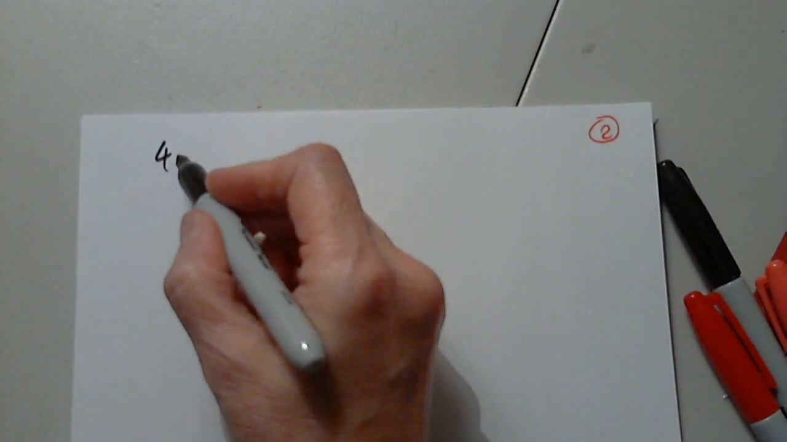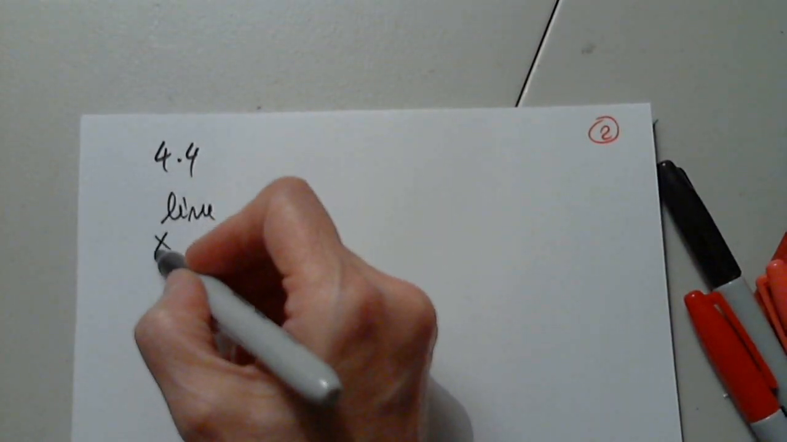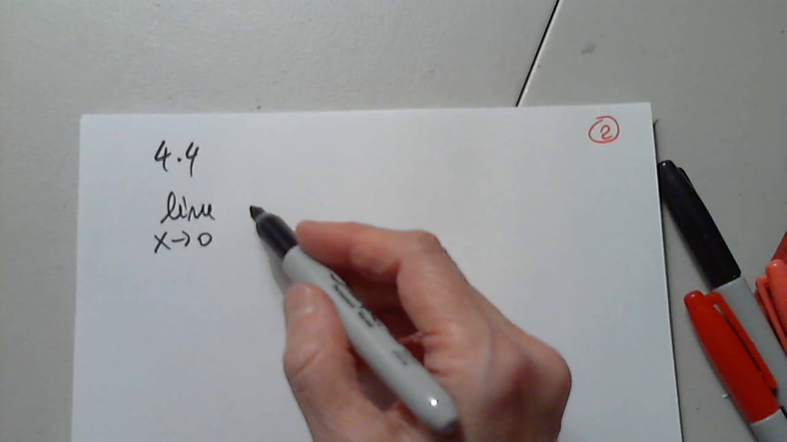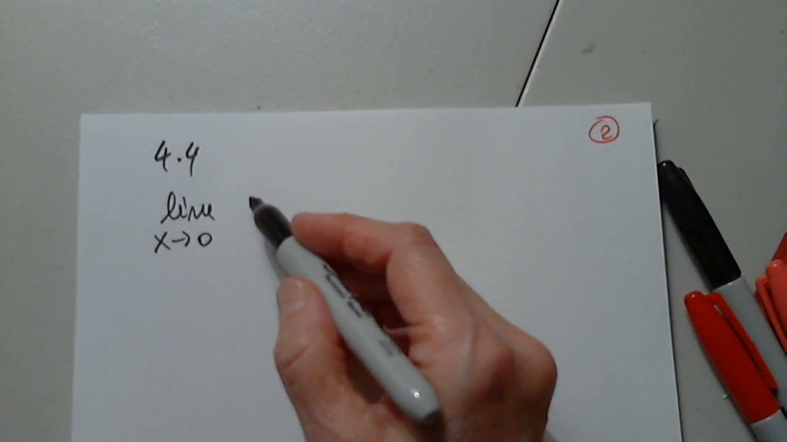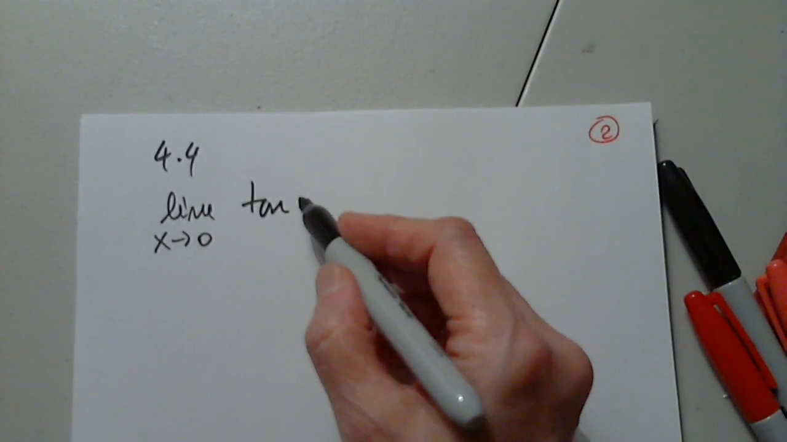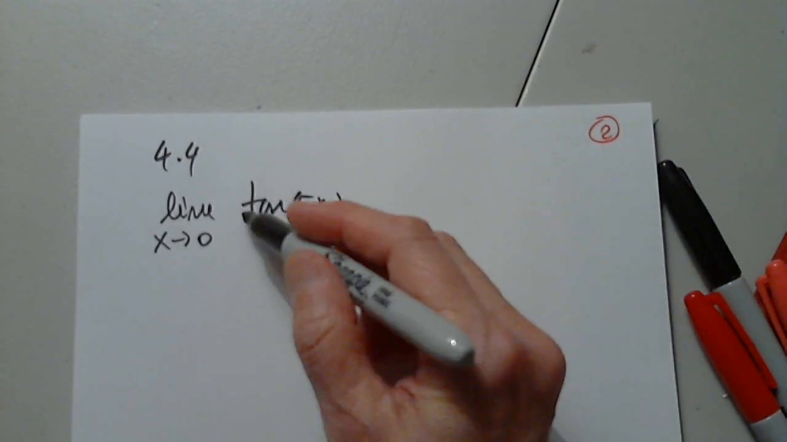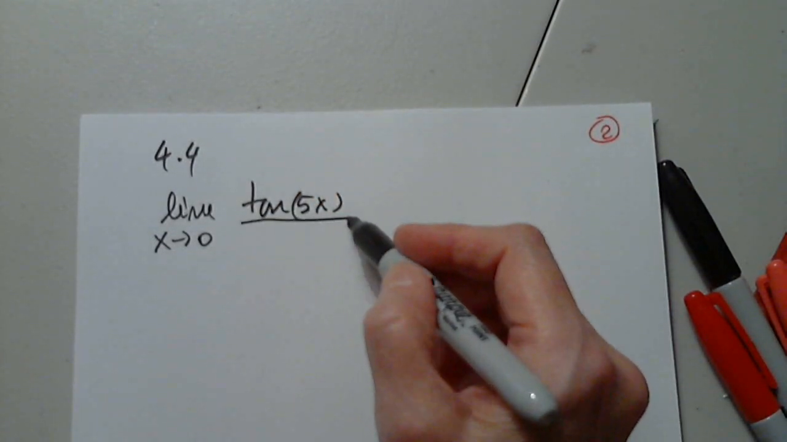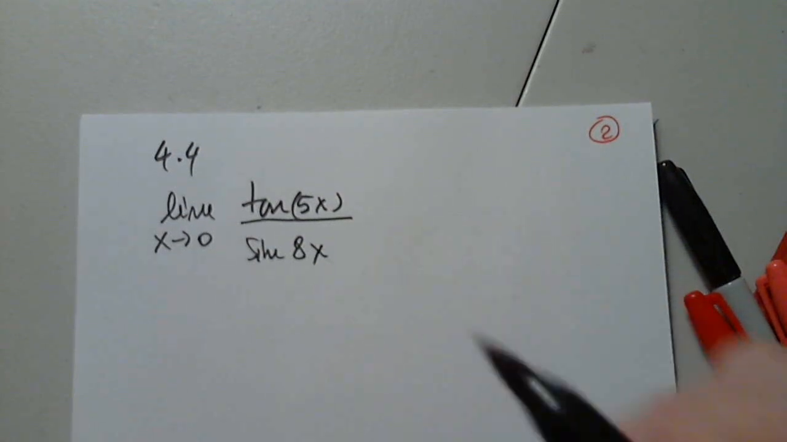Okay, I put it aside. Page 2. 4.4. Yes, I'm ready. Okay, so for 4.4 it is the limit as x approaches 0 of tangent of 5x divided by sine of 8x. Perfect.